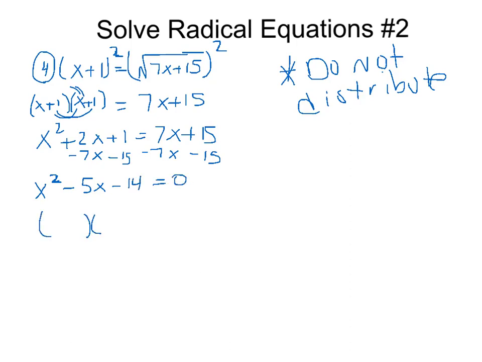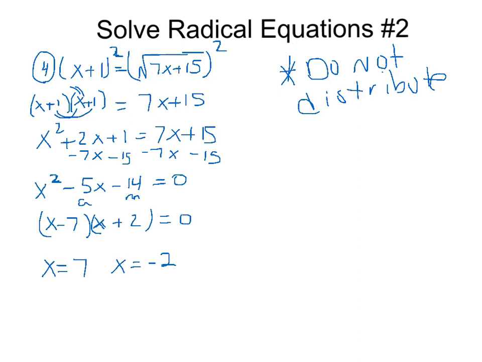So now we want to factor, look to see what multiplies to get negative 14 and adds to be negative 5. That would be negative 7 and positive 2. So it'll factor to x minus 7 and x plus 2. So my solutions would be x is equal to positive 7 and x is equal to negative 2. Now again, we said you always have to check your answers for extraneous solutions.